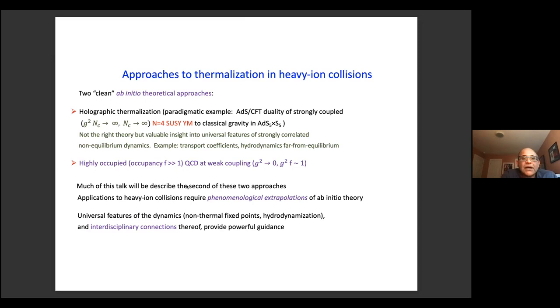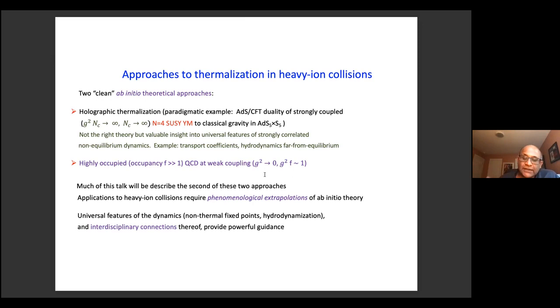The other possible ab initio approach is that of looking at very high occupancies. So you look at a regime of the theory where the occupancy is extremely large, f is much greater than one, but the coupling is very weak, such that g squared times f is of order one. So this is also a very strongly correlated regime of the theory. And much of my talk is going to be devoted to the second of these two approaches. But regardless, to apply these considerations to actual experiments, you have to make extrapolations to realistic values of these couplings, which are not realized in these experiments.